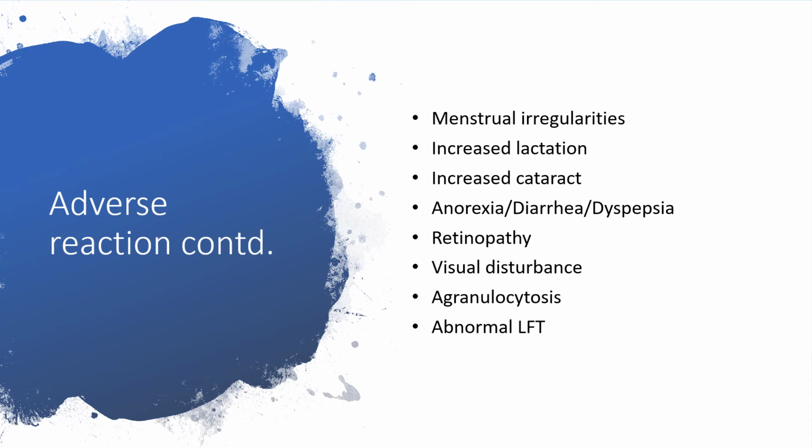Also, the side effects or adverse reactions could include menstrual irregularities, and just like what I've said in the last two or five minutes, that hyperprolactinemia will give women of childbearing age a lot of trouble when it comes to fertility. Increased lactation, that's hyperprolactinemia, increased cataract, anorexia, diarrhea and dyspepsia, retinopathy, visual disturbance, agranulocytosis, abnormal liver function test.